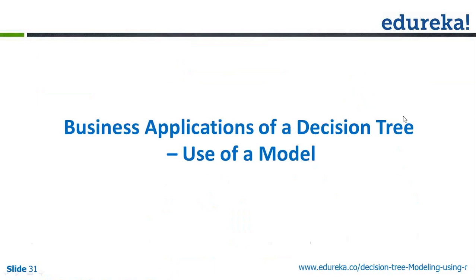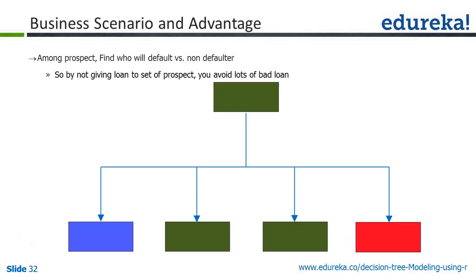So let's move on. What is the business application of a decision tree? What advantage are we getting? Among the prospects, we create groups like this, and let's say this time we are trying to forecast default: who will default and who will not default. Among the prospects to whom you have to give loans, if this comes out as a red zone where there are more people who will default, then by avoiding giving loans to this set of people, you can save money, correct?